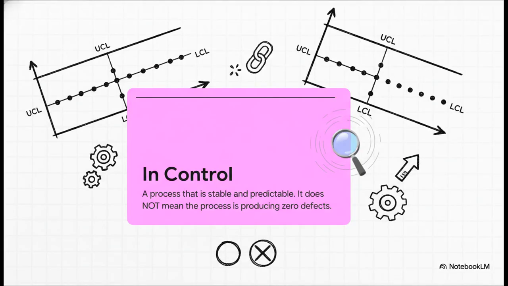So let's just be crystal clear about what we're trying to do here. When we use these charts to get a process in control, what we mean is we've made it stable. We've made it predictable. We got rid of all the weird, special causes of variation. That is a massive achievement. But, and this is so important, it does not mean the process is perfect. It doesn't even mean it's making parts that meet the customer's specs. It just means it's consistent.